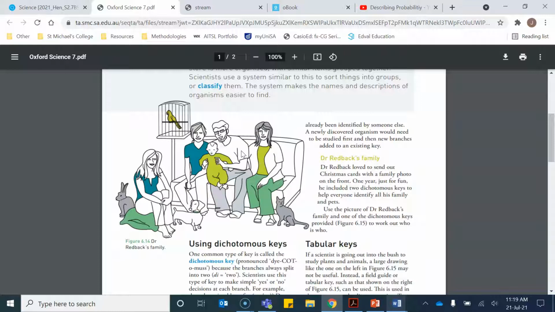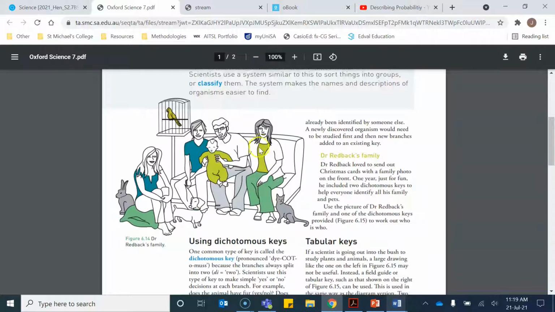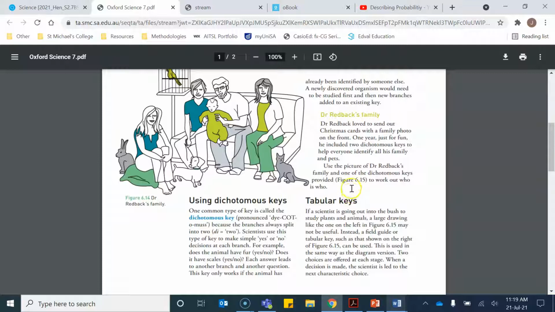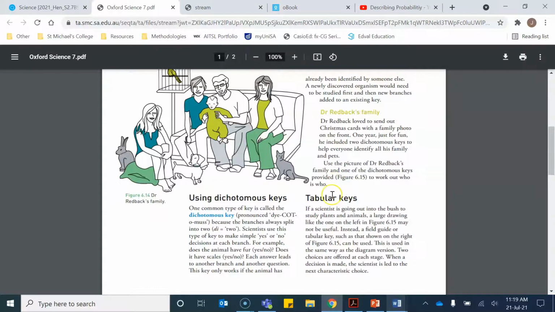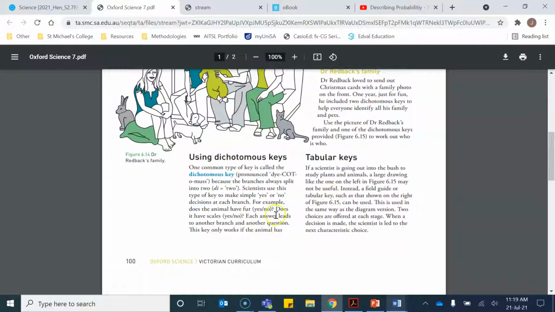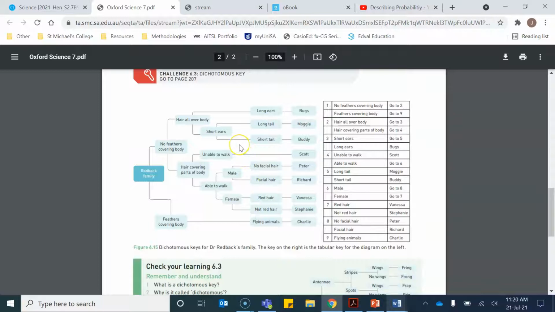Now, just for a bit of a recap about the difference between the dichotomous key and the tabular key. A dichotomous key is always split into two different branches, and we can use yes or no questions to help classify a certain species or a certain object. Some of the questions on the dichotomous key that you were using to classify Dr. Redback's family were, for example, does the animal have fur, yes or no? And depending on whether that was a yes or no, you would move in a certain direction.